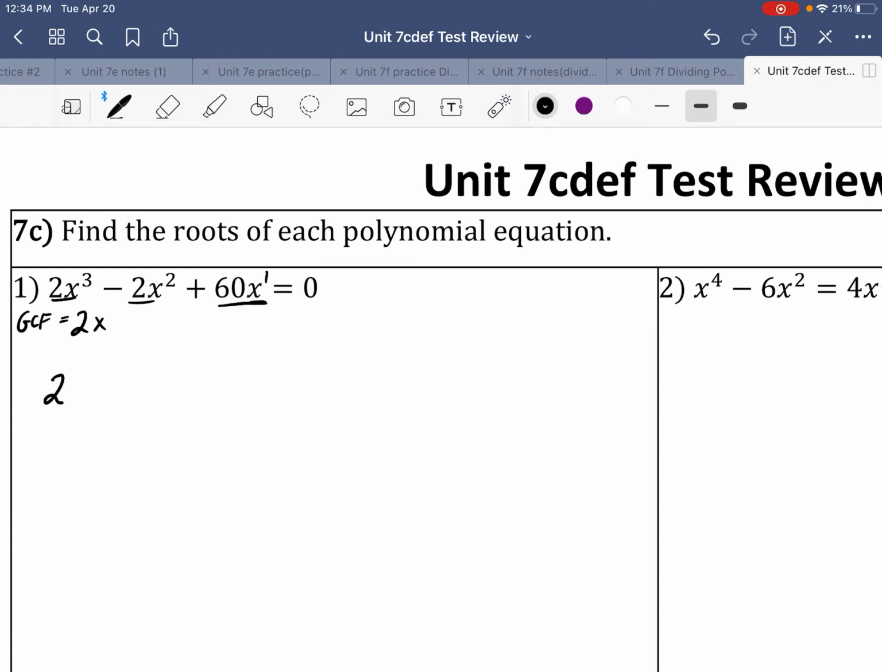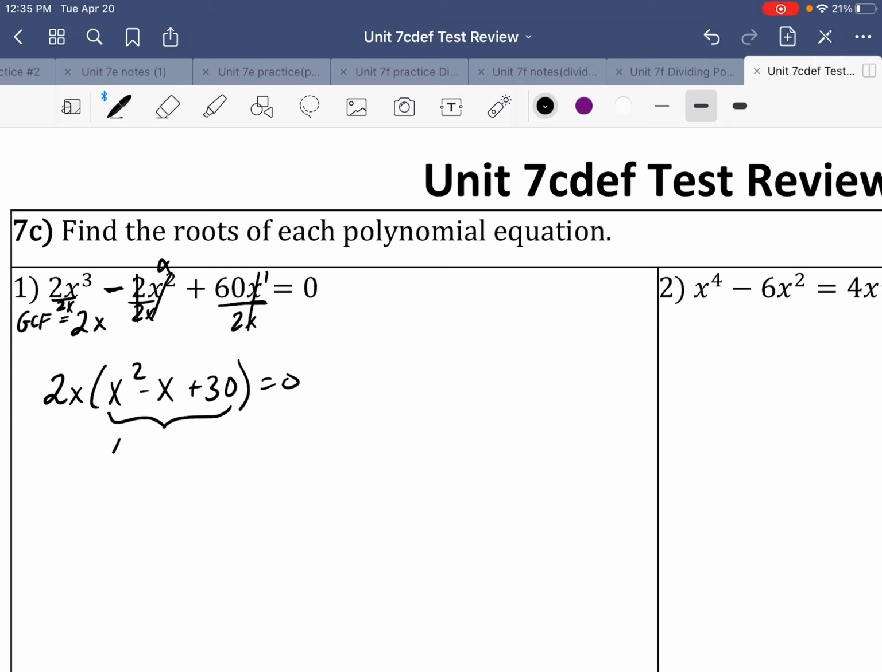So the first step is to divide each term by 2x. And you'll get x squared, minus x. There's a minus here, so subtracting x. And looks like a 30, and that's it. All right. Then we're going to look, can we factor further? Can we factor the inside any further?